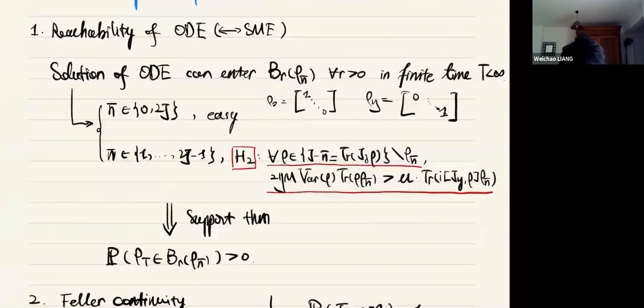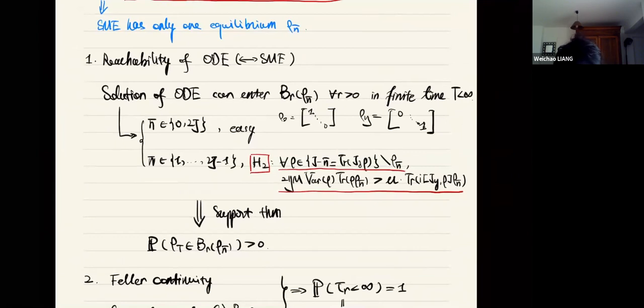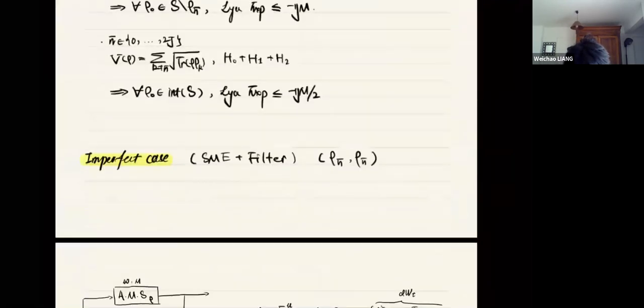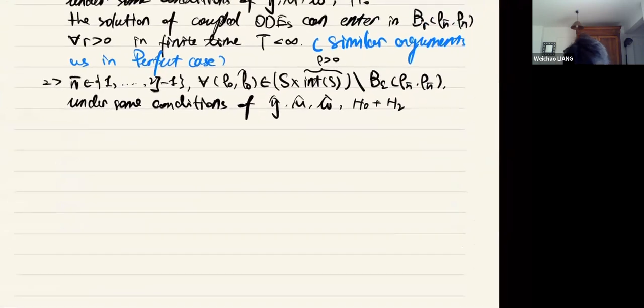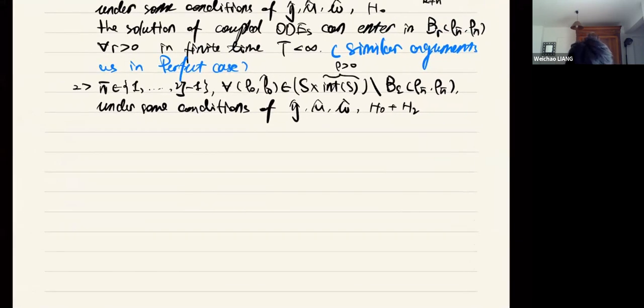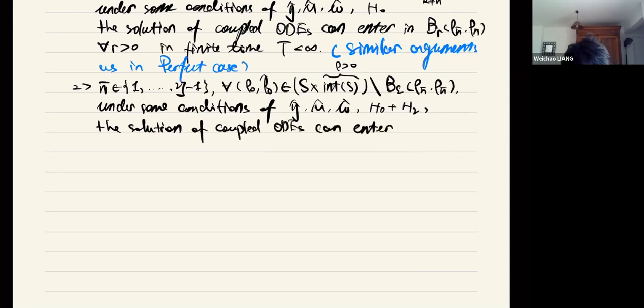in the perfect case, which is a sufficient condition to show the reachability in the perfect case for the general case. Okay. And we suppose the H0 and H2. And then we can show the solution, the coupled ODEs, can enter in the arbitrary neighborhood of the target state in finite time.